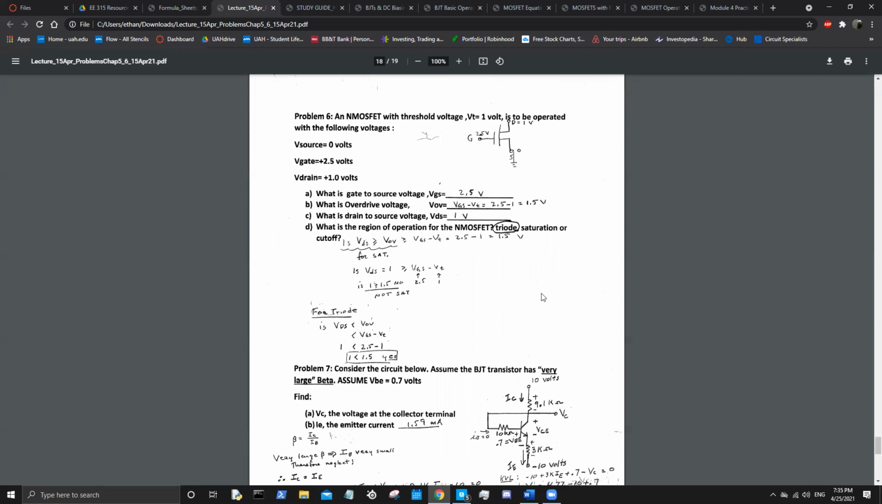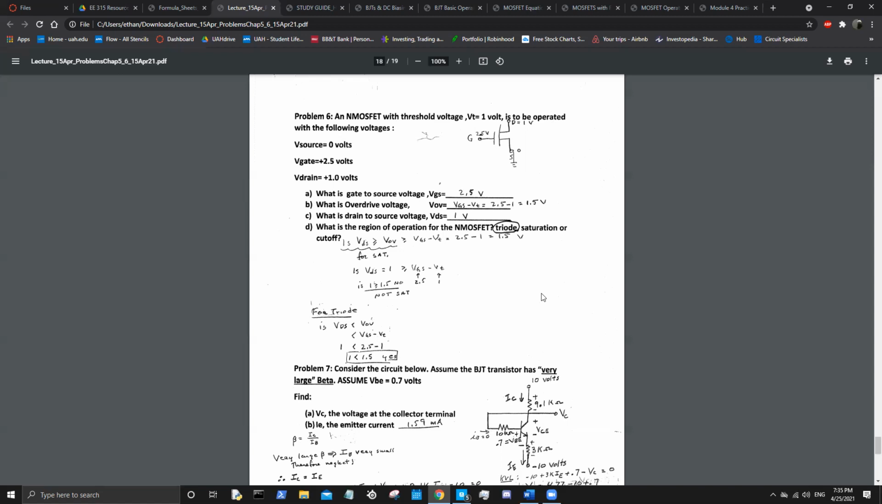Done. What is the drain source voltage? It gives us the drain voltage of 1 volt positive, and then it gives us a source voltage of 0. So if you're going to go from one to the other, 1 minus 0 is 1. So checkmate. Then we do D. What is the region of operation for the N MOSFET: triode, saturation, or cutoff? So it's asking you to test which is which. If VDS is greater than the overdrive voltage, VGS minus the threshold voltage, it's saturation.